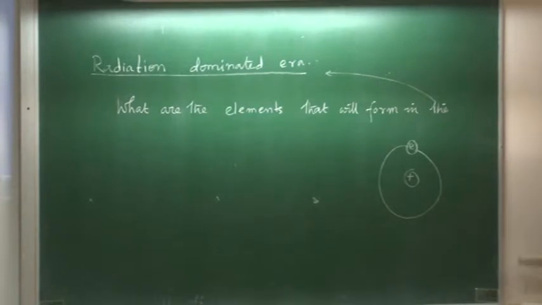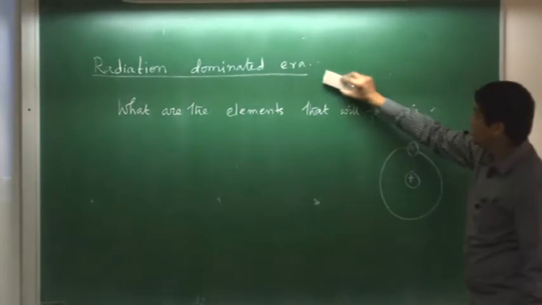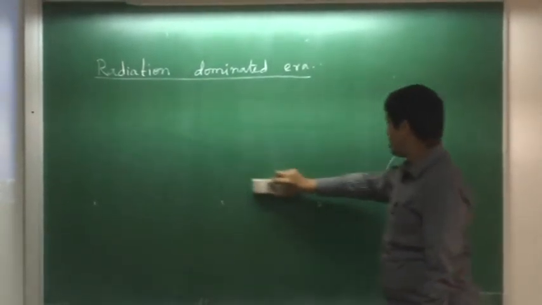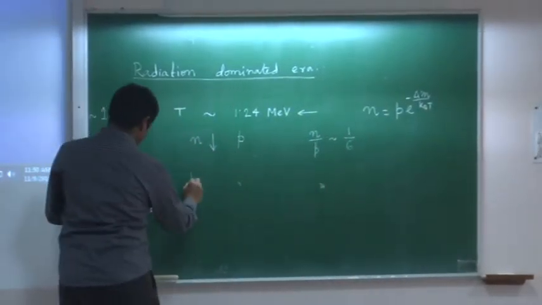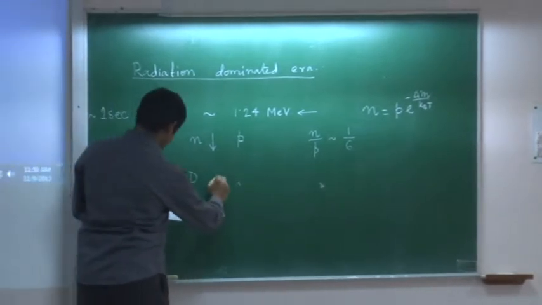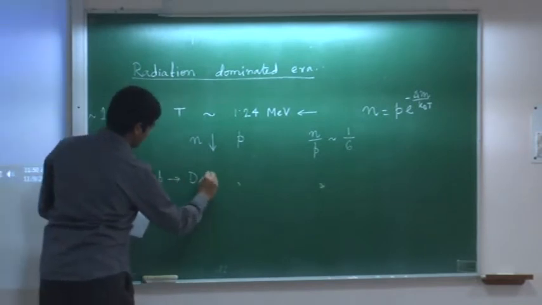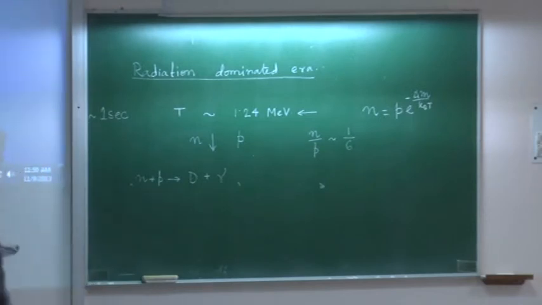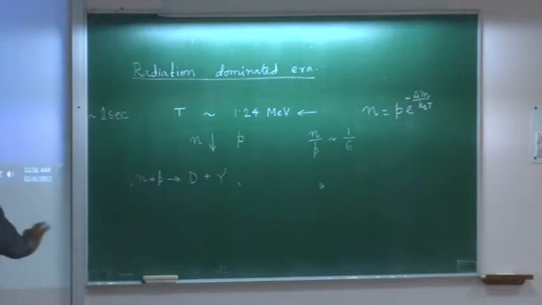That's the question that we will be asking now. How are the elements formed? That's called Big Bang nucleosynthesis. Synthesis of different nuclei in the Big Bang. So this involves the deuterium, and deuterium is basically one neutron and one proton, right? So this reaction can happen. And you'll have neutrinos and all, but I'm not writing them now.